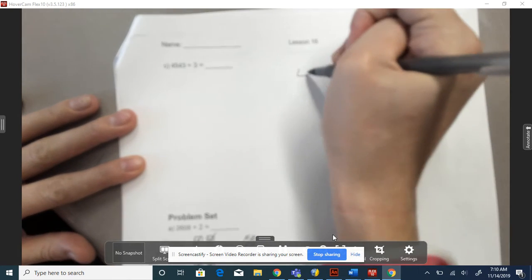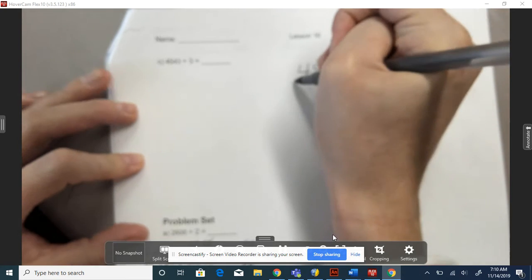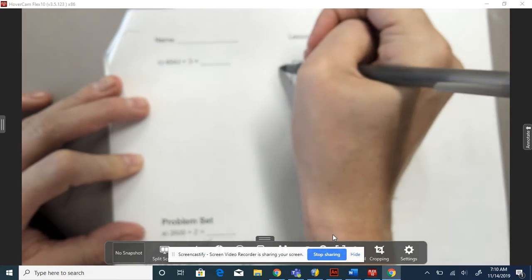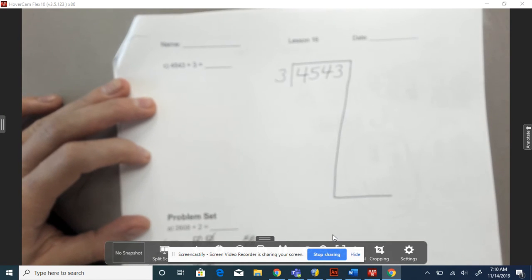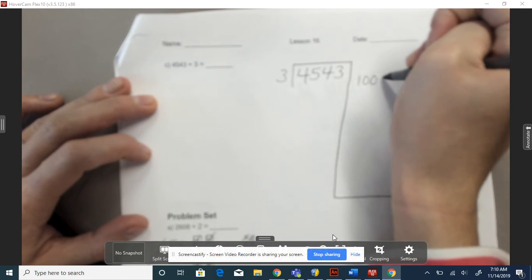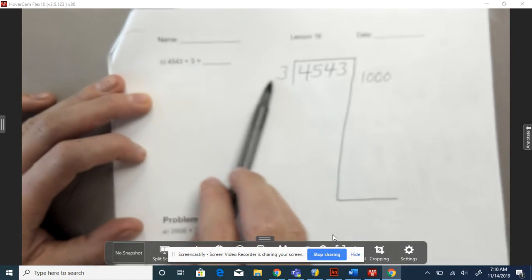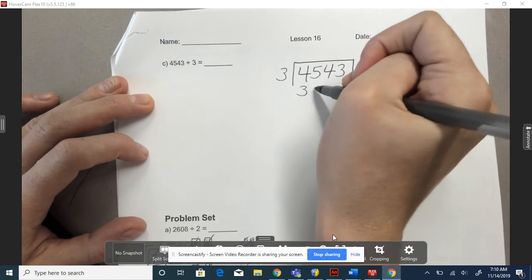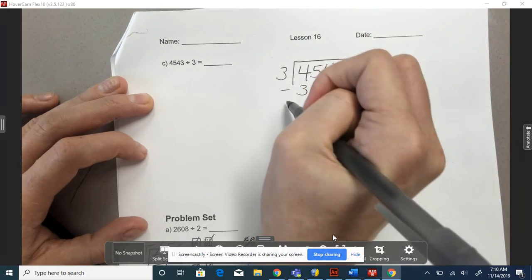Let's do one more problem. This time we're not going to use base 10 blocks. We're just going to use partial quotients. So I'm starting with 4,543, and we're dividing into 3 groups. So I'm thinking first, sorry, it's so blurry. Well, I'm thinking with my thousands, I have 4 thousands. So I'm going to start by thinking 3 times 1,000 is 3,000. 3 times 2,000 is 6,000. So that's too much. So I'm going to do 3 times 1,000. 3 times 1,000 is 3,000. I'm going to write that underneath. And then I'm going to subtract.